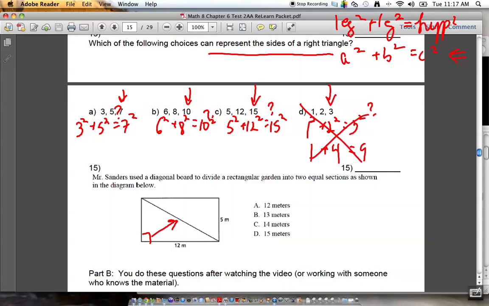Let's try B, because B is the correct answer. What's 6 squared? 6 times 6? 36. What's 8 squared? 64. Nice. What's 10 squared? 100. So if I do 36 and 64, I get 100. 100 does equal 100, that's right. So choice B is the correct answer.